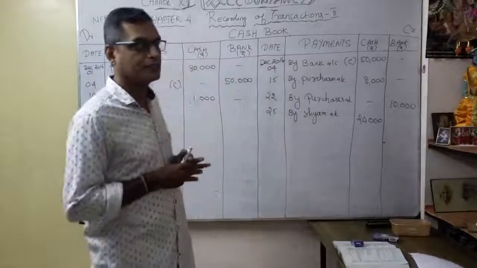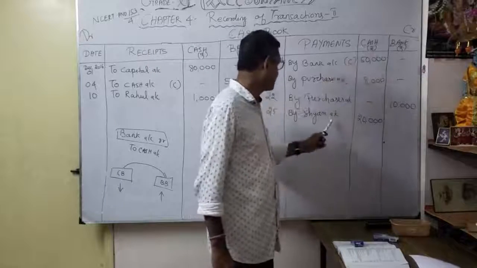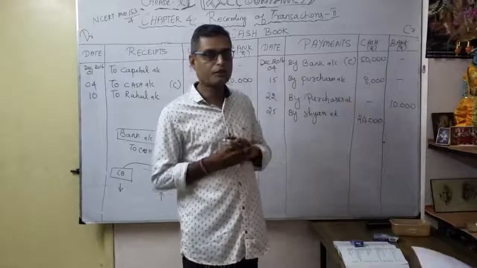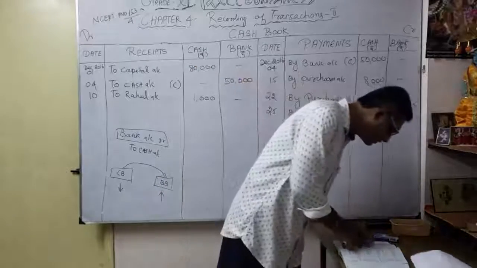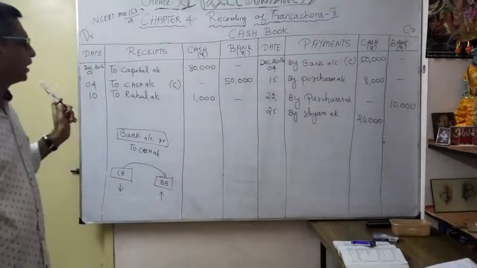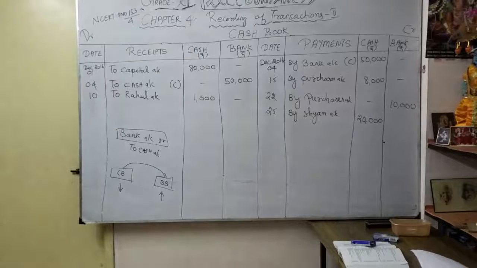That's why what is the entry? Shyam account debit to cash account. That's why in the cash account, by Shyam account 20,000 under the head payments. Okay. So that's the transaction we are going to discuss. It's a very, very important one. Okay. So now see once again how the transaction is represented in a double column cash book. You check it very clearly.